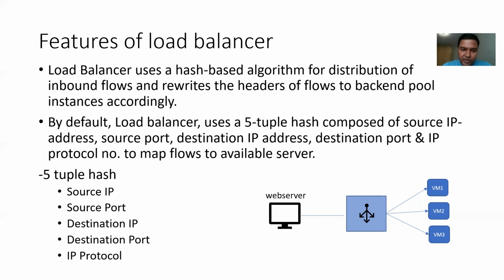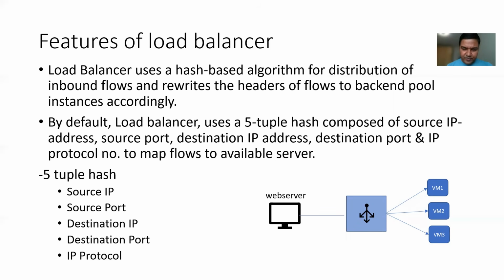Now, what is that 5-tuple hash? The first tuple is the source Internet Protocol address. The second is the source port. The third is the destination IP address. The fourth is the destination port. And the fifth is the IP protocol, meaning what kind of protocol it is going to use, such as TCP or UDP.